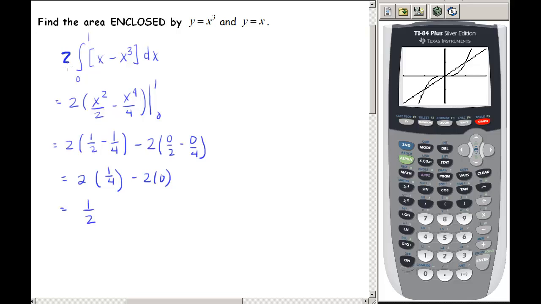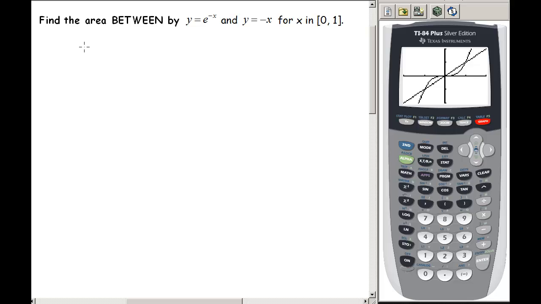So we take 2 times the integral from 0 to 1 of x minus x cubed dx. You could have also done 2 times the integral from -1 to 0 of, this time, x cubed minus x. We would have gotten the same answer using this other method. Do the definite integral, plug in the upper and lower limits, subtract, and you should get 1/2.